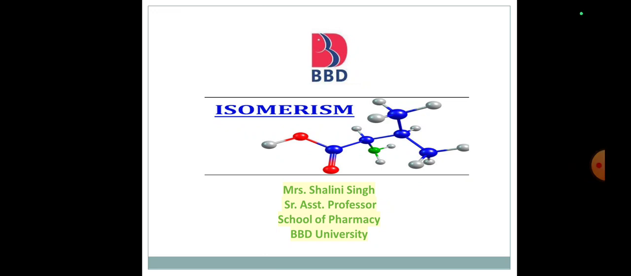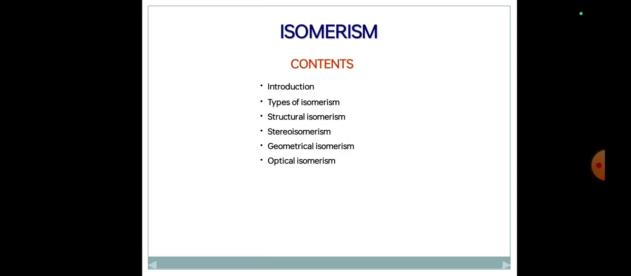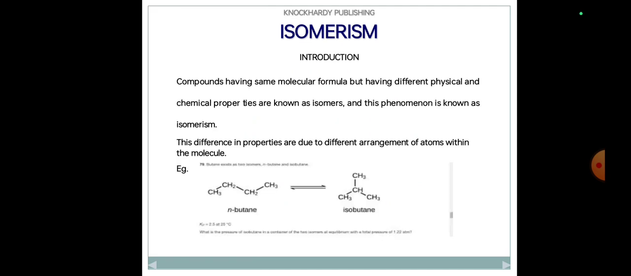Today, I am going to discuss the topic isomerism. Contents are introduction, types of isomerism, structural isomerism, stereoisomerism, geometrical isomerism, optical isomerism.